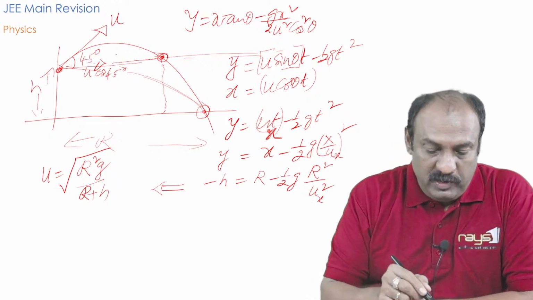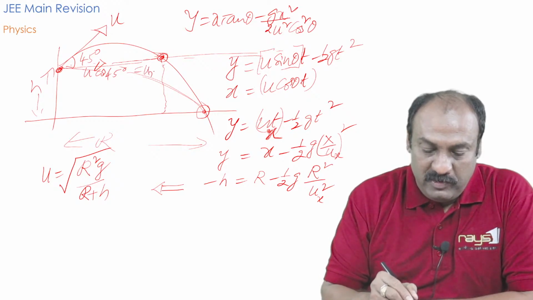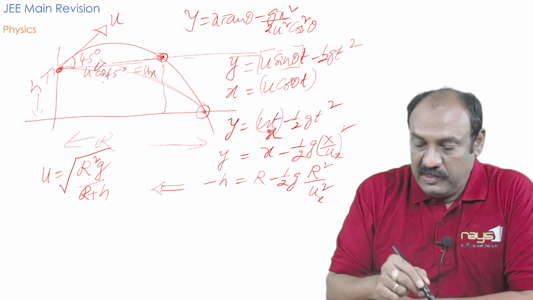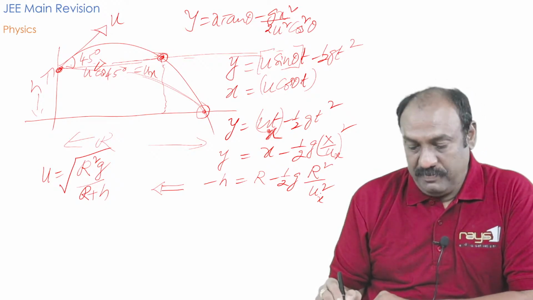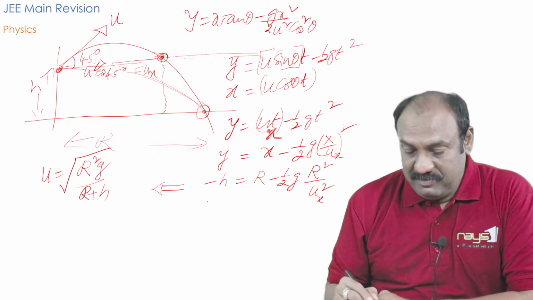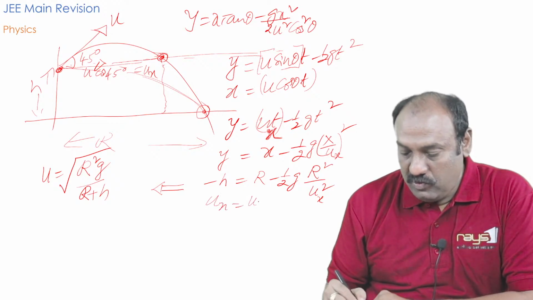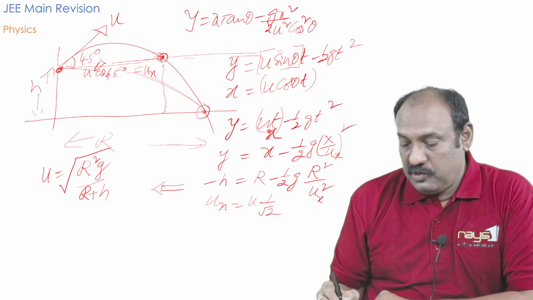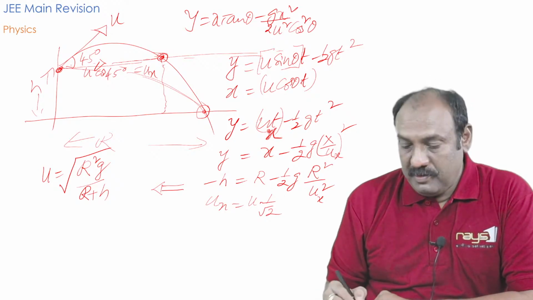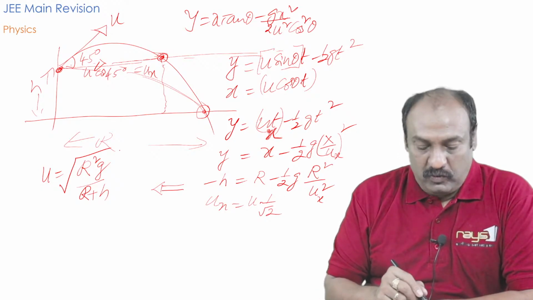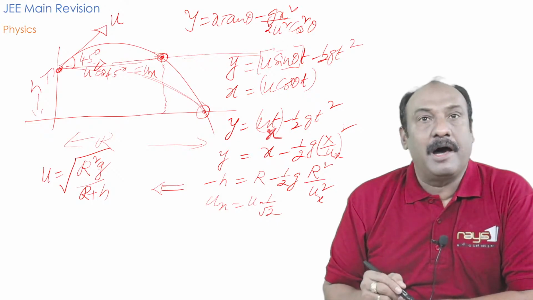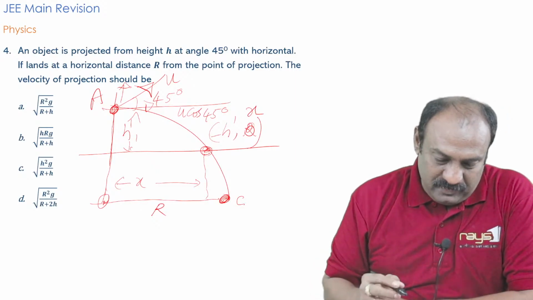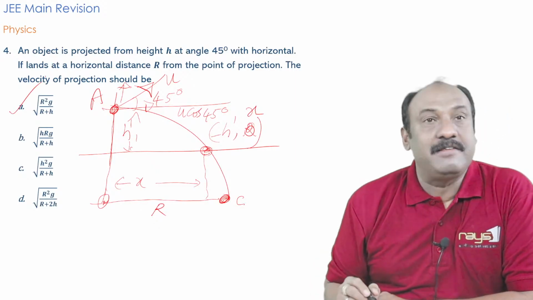What is ux here? U cos 45. So ux is equal to u into cos 45, that is u by root 2. You substitute ux as u by root 2, then finally you get the u value as square root of r square g by r plus h, which is the answer for this question. So the answer is root of r square g by r plus h.